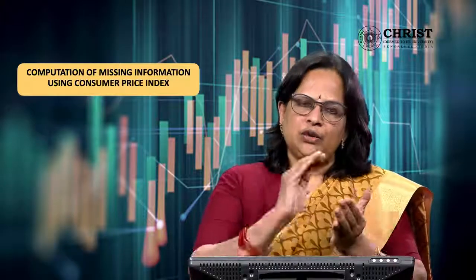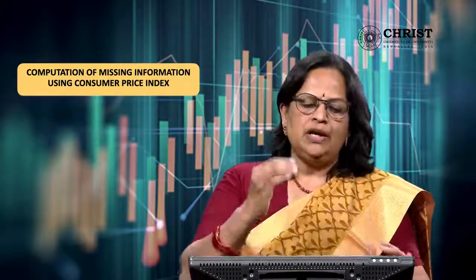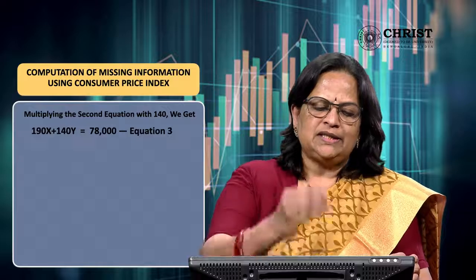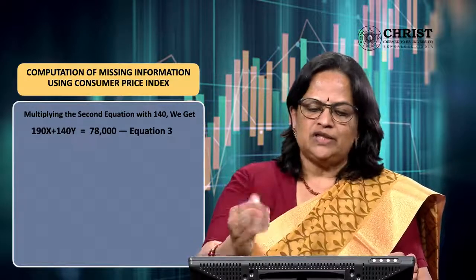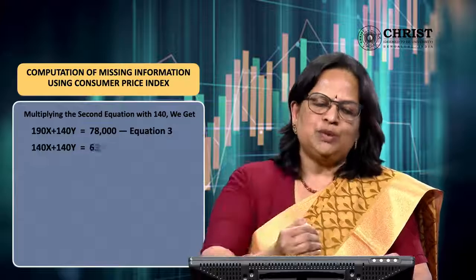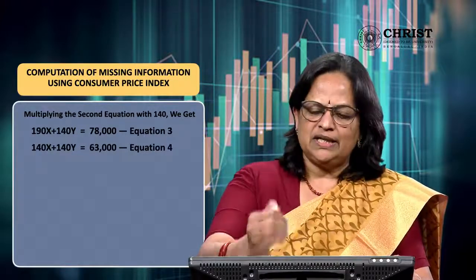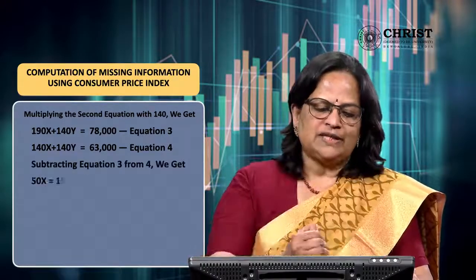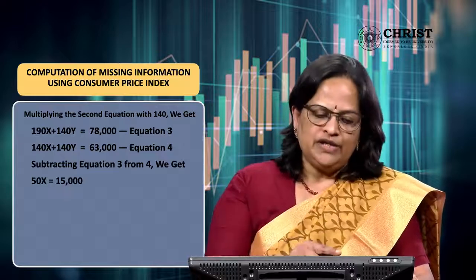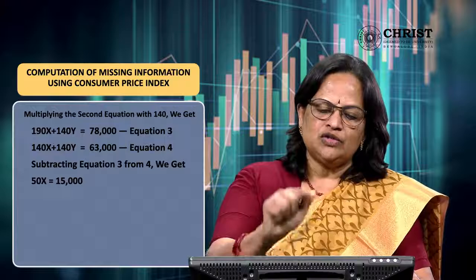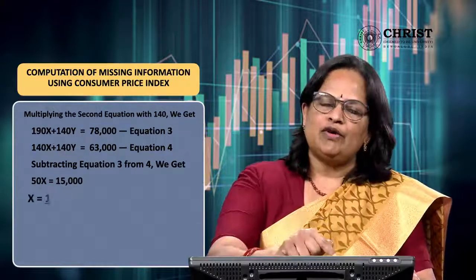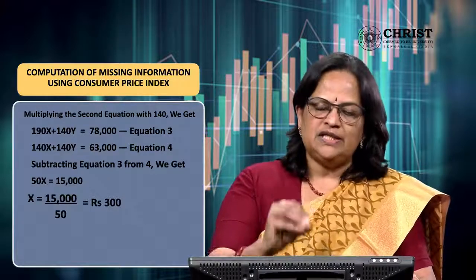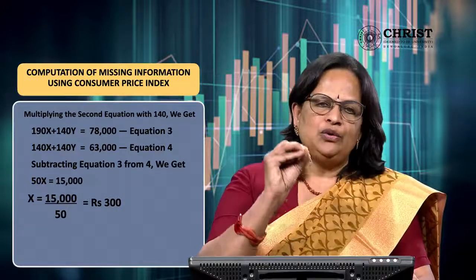Now we are going to use equation 1 and equation 2 for computation. Multiplying the second equation by 140, we get 190x plus 140y is equal to 78,000, that is equation 3, and 140x plus 140y is equal to 63,000, that is equation 4. Now subtracting equation 4 from 3, we get 50x, that is 190x minus 140x, equal to 15,000, that is 78,000 minus 63,000. 140y and 140y get cancelled. So x is equal to 15,000 divided by 50, that is equal to 300. Now we got one missing value, that is 300.